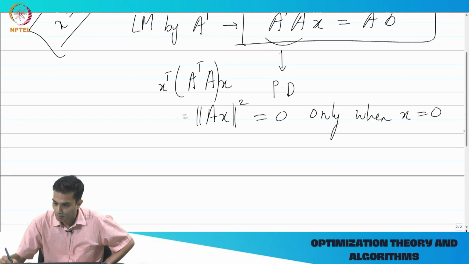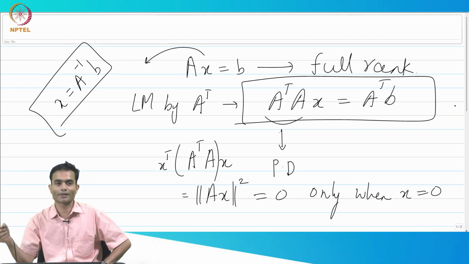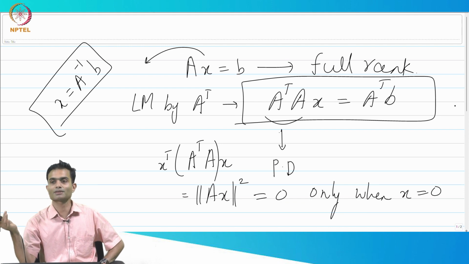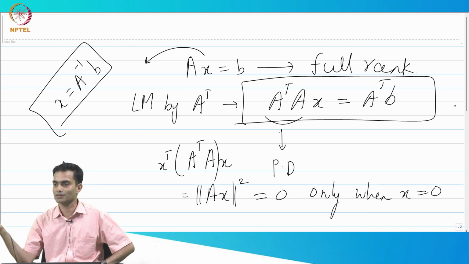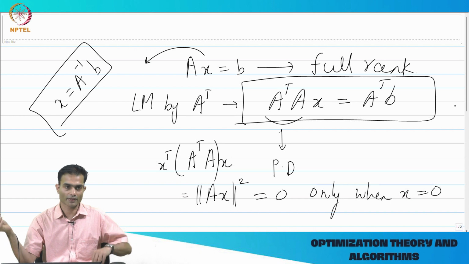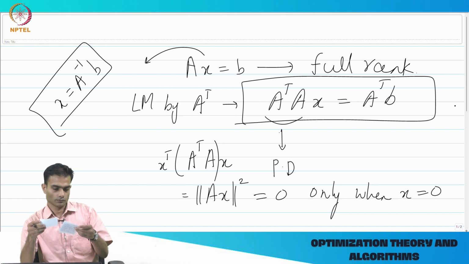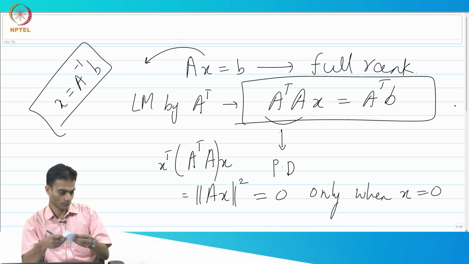So there is some cost to be paid. But the conjugate gradient method is not very restrictive. It can solve any Ax equal to b. Of course, it makes sense to solve Ax equal to b only when A is full rank. So it's not very restrictive.